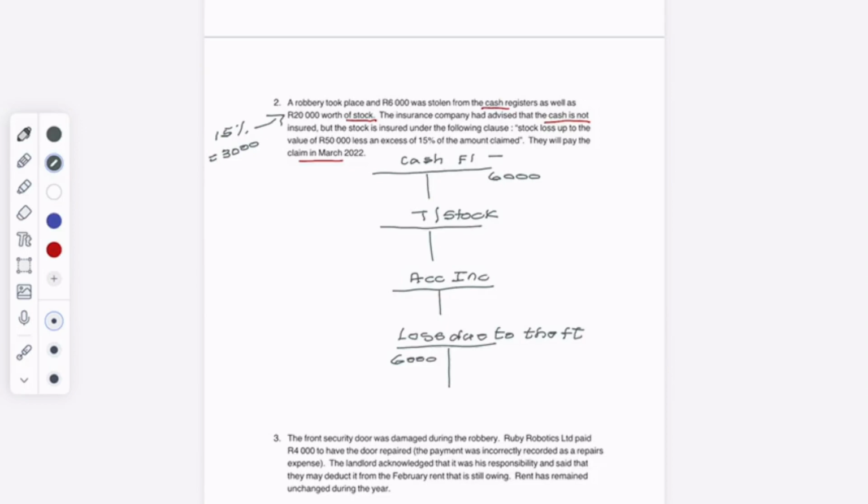So let's remove the 20,000 from our trading inventory or our trading stock. The amount that the business is going to lose is 3,000 Rand, and the insurance company is going to pay us 17,000 Rand in March. So that will be our accrued income. So if you add up your debits and your credits, we've got 26,000 Rand on the credit side, we've got 26,000 Rand on the debit side, so we've covered all our bases.